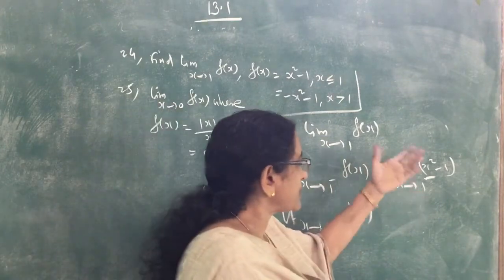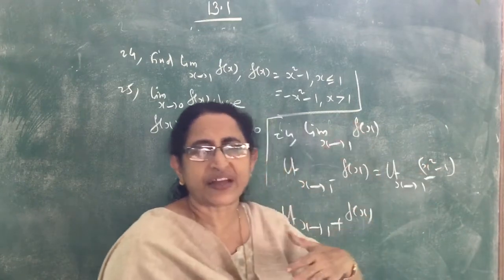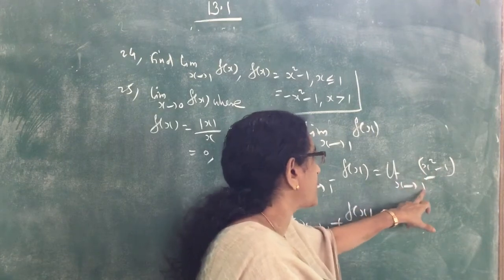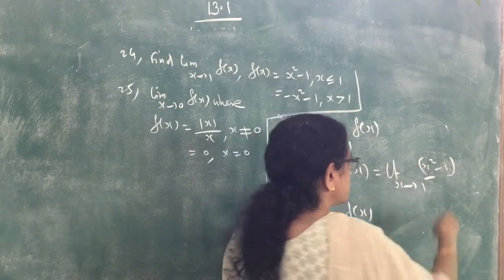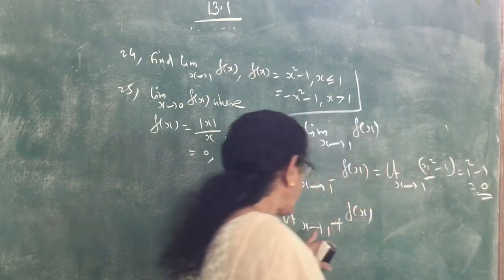Now we can directly apply the evaluation of the limit: in the place of x, we substitute 1. So 1 square minus 1, that is equal to 0. Now we can find the right limit.